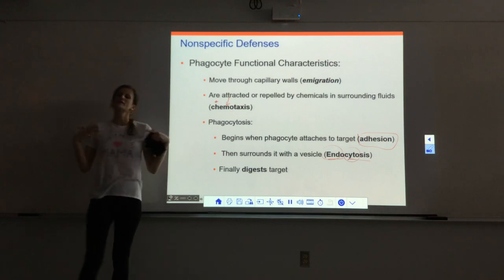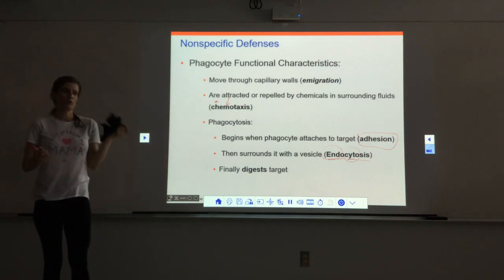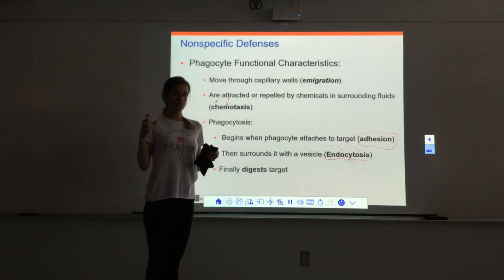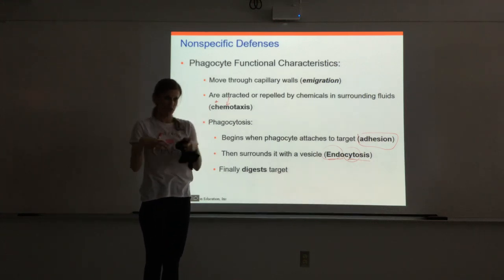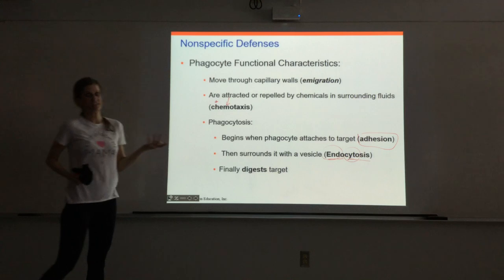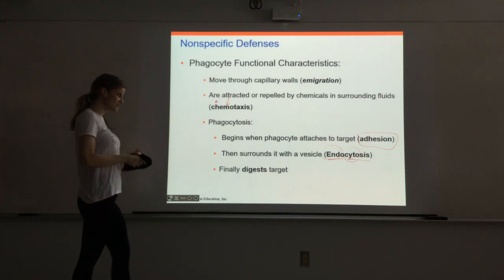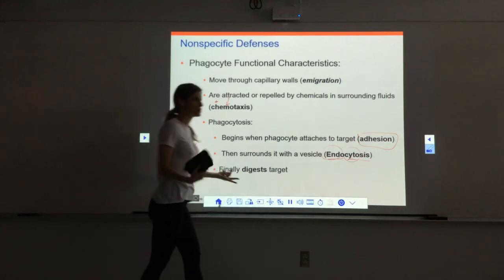And the different phagocytes do this in different ways. Like remember we talked about the macrophage. The macrophage actually had to be told, right, that it could actually destroy the target. That's not the case with the eosinophil. So they'll do this in a little bit different way with different steps that are involved, but eventually it does digest and degrade the target.